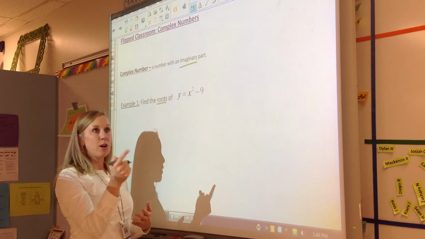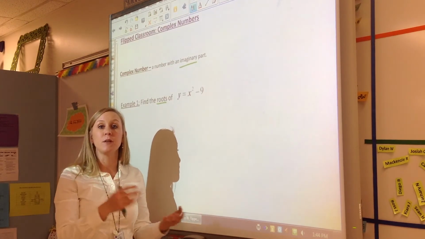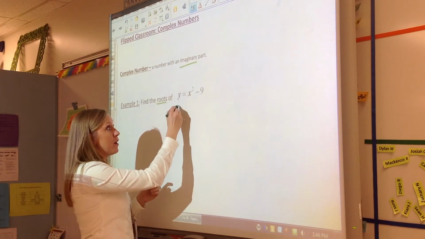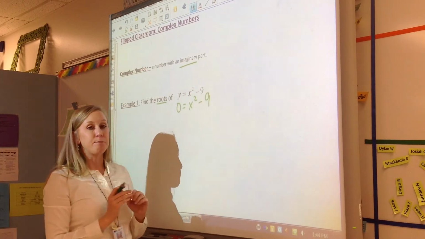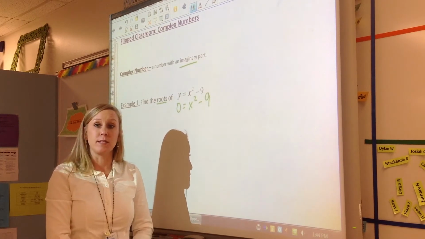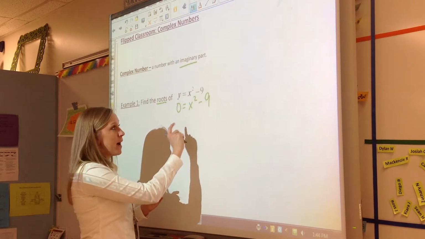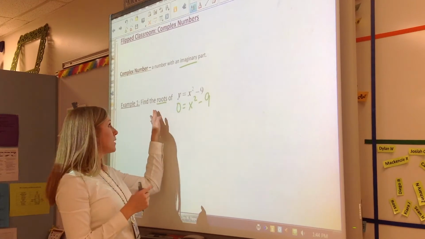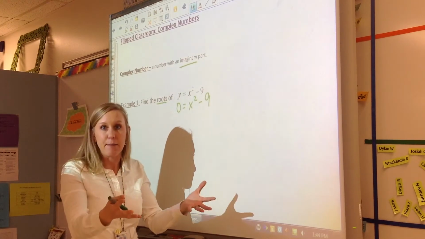So again, I start with that word root. Root means an x-intercept or a 0 or a solution, and it's where your y value is equal to 0. So I'm going to start, just like I did in the other problem, by setting the y value equal to 0. Now, instead of factoring this, I'm actually just going to solve for x, because really what I'm doing when I find the roots is I'm solving for x. That's the end game, right?